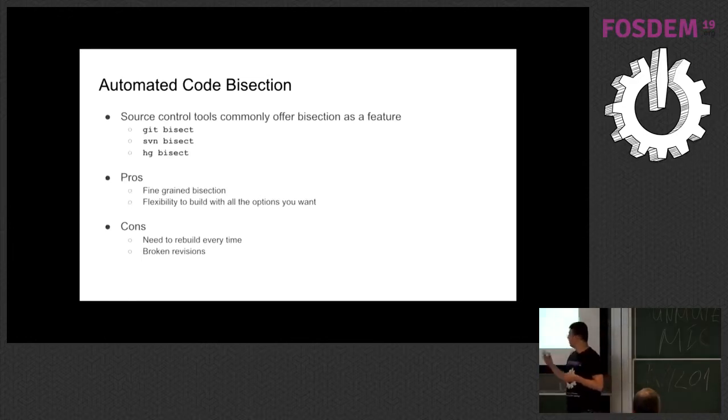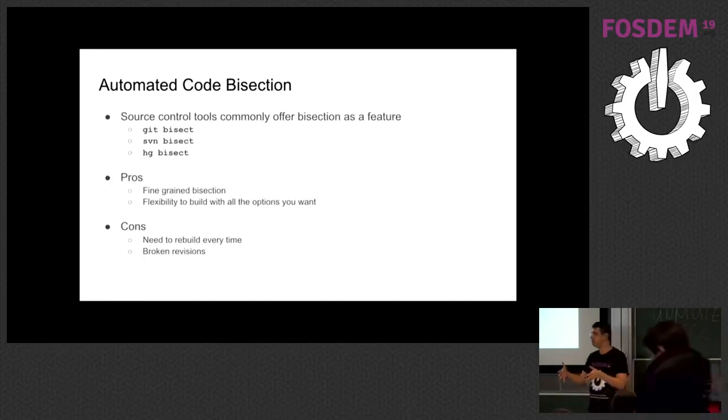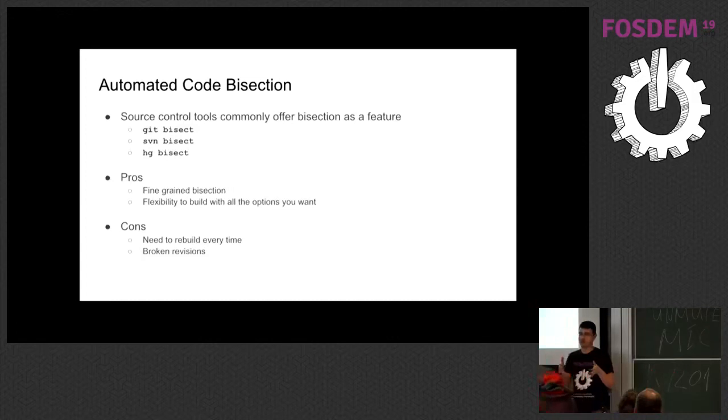Also, not all versions are able to build. So if you look at, let's say, 100 changes on the compiler, some of these versions are not possible to build because they are broken versions.